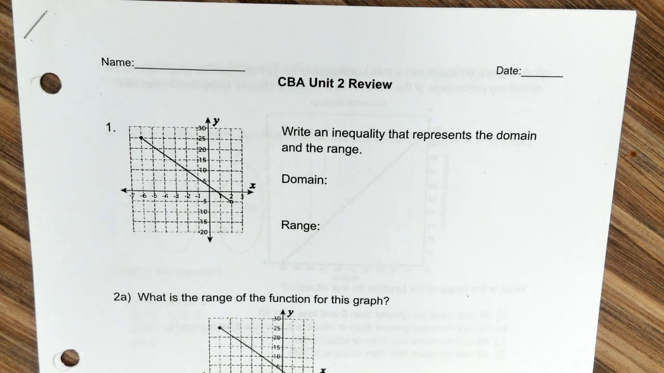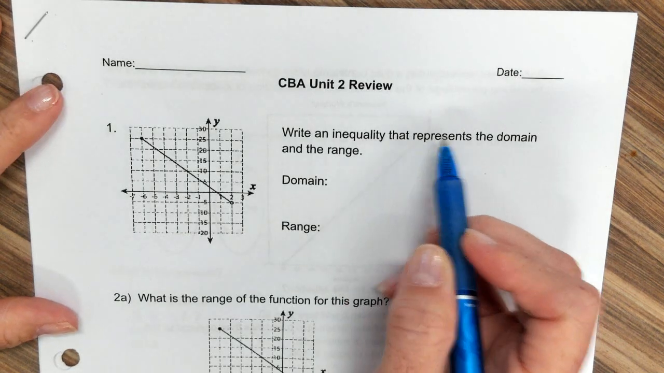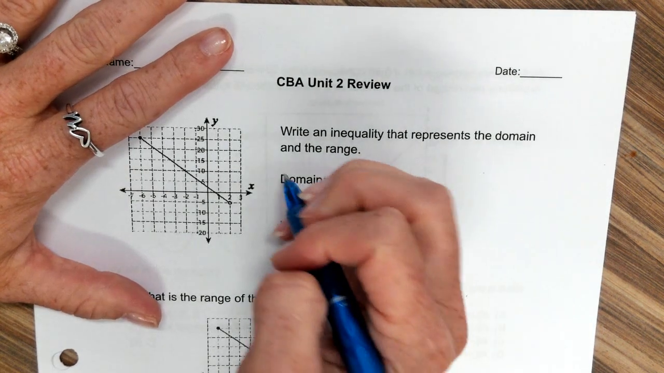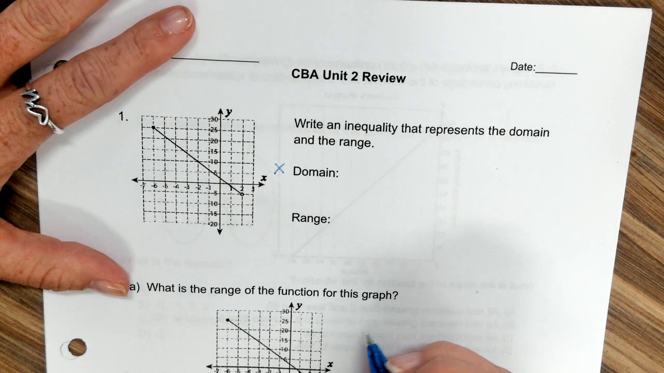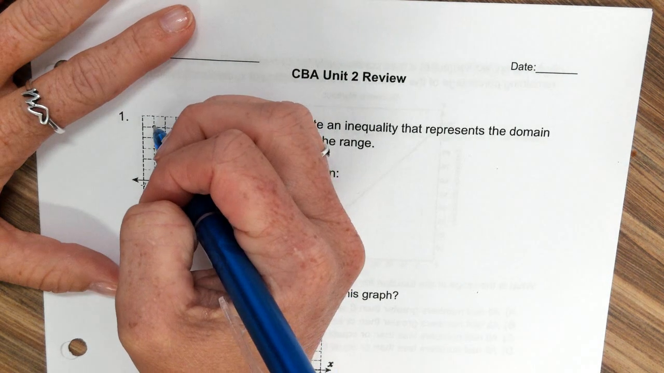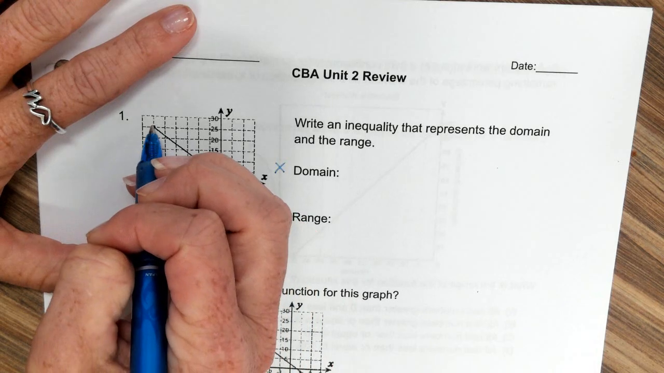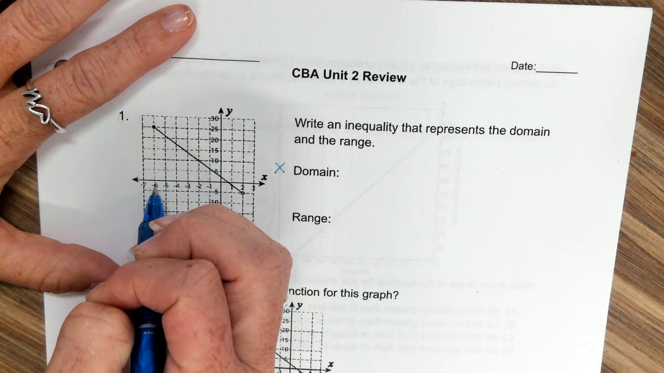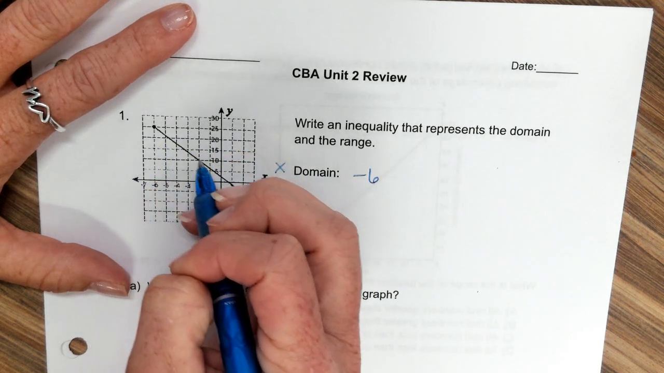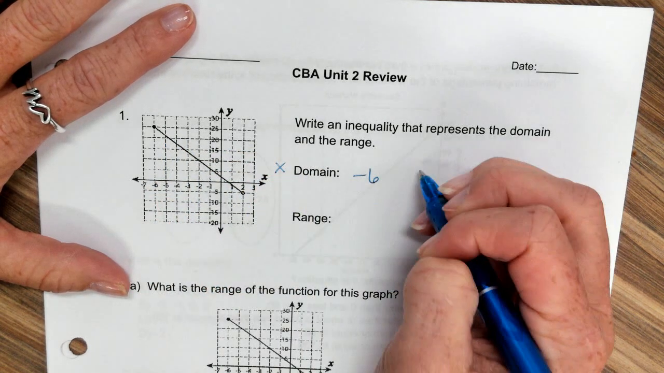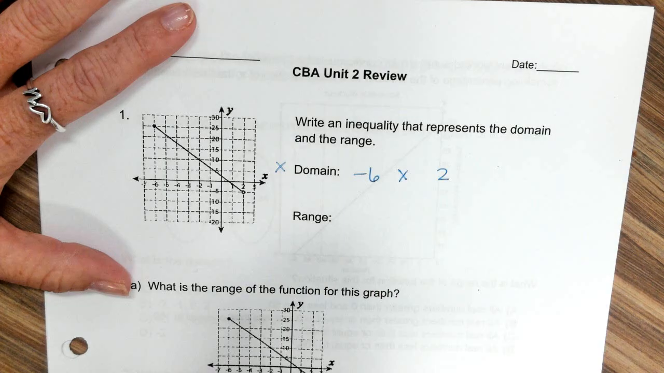Okay, I'm going to go through and do the CBA review together. So I want you to write an inequality that represents the domain. Remember, the domain is the x's. That's the x-axis. So you're looking for the lowest x. So right here is the furthest left this picture goes, and I am at -6. And the highest it goes to the right is here at 2. All the other x's are in the middle.